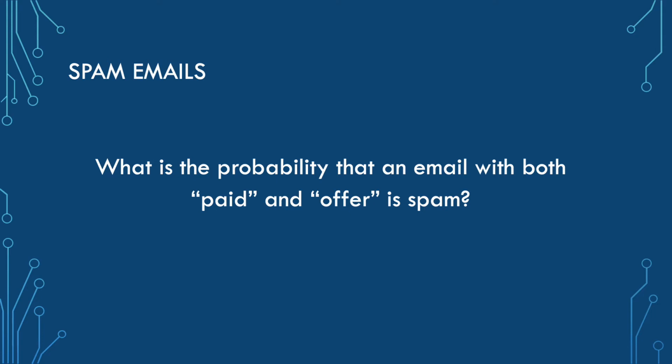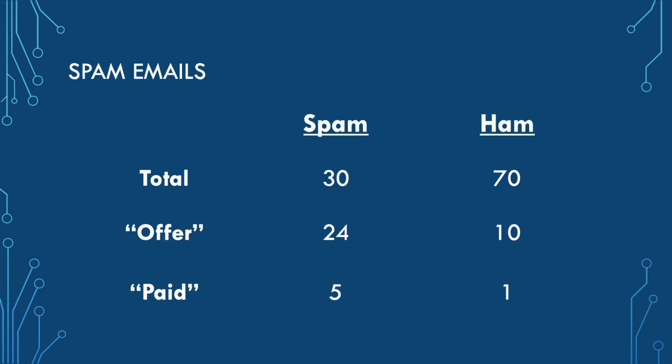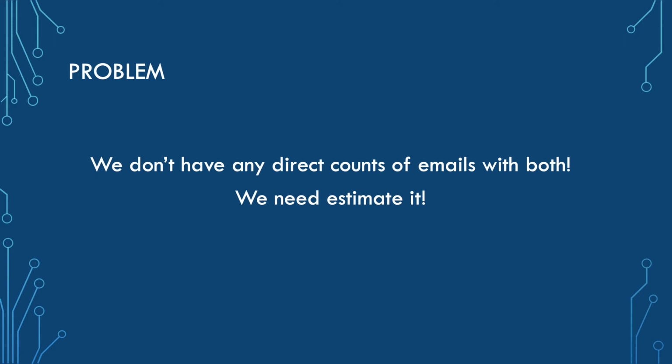Now for our classic reverse question. What is the probability that an email with both the words paid and offer is spam? We can look back to Bayes' theorem and see what we can try to do, but again, we don't really have a true count of the number of emails with both the words paid and offer. We have counts of each individual word given our summary table, but we don't actually have a true measure of the number of emails with both. So since we don't have direct counts of emails with both, we really need to estimate this.